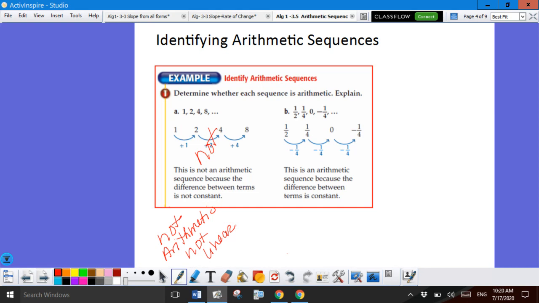Okay, arithmetic and linear are the same things. So if I take a look at this one, 1/2, 1/4, 0, negative 1/4, it is decreasing by 1/4 the entire way. So this one is arithmetic. And if it is arithmetic, it is also linear. Those two are the same thing.